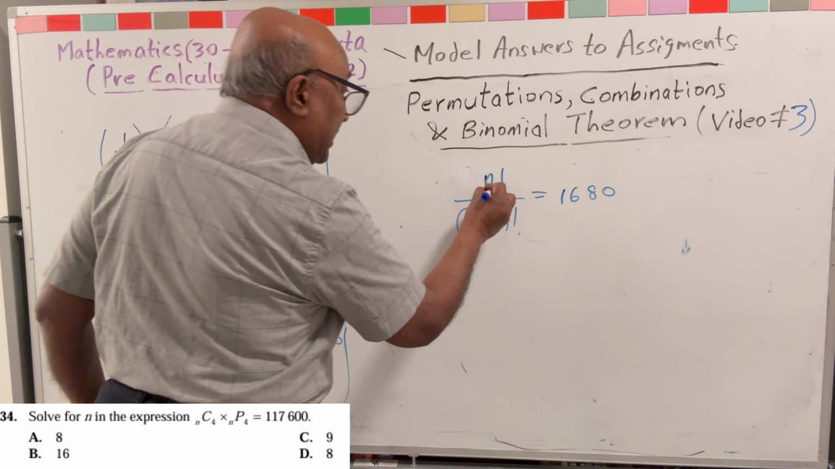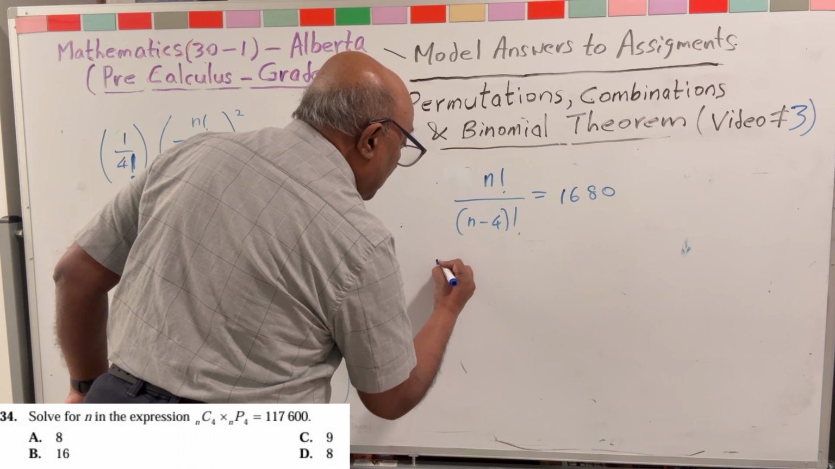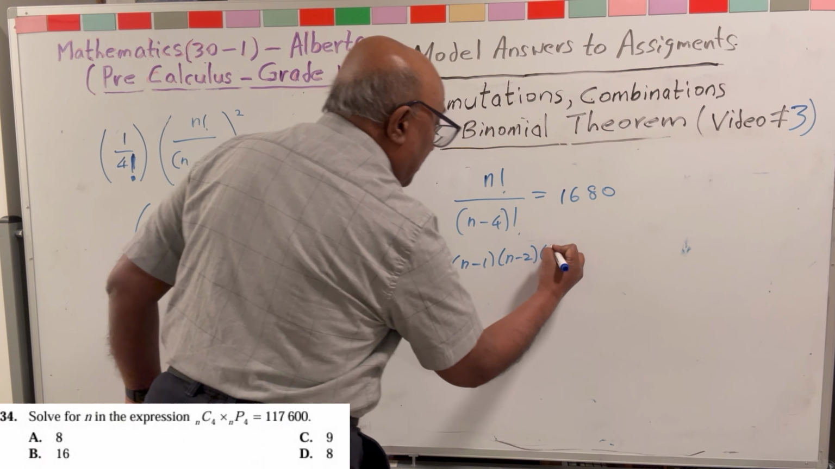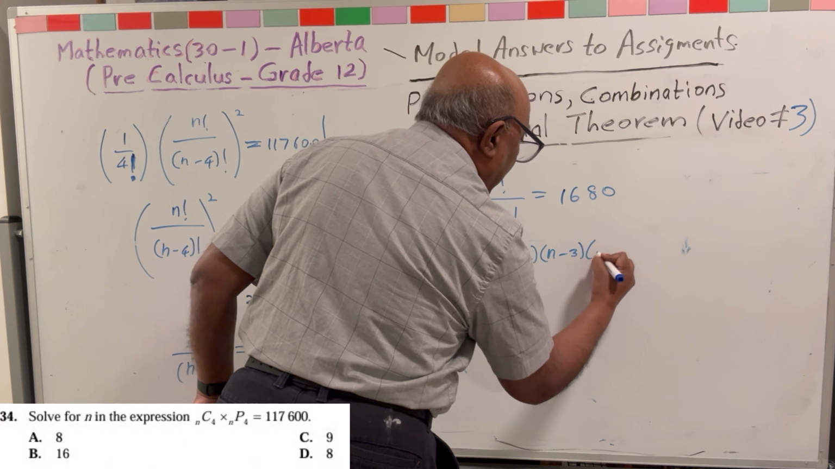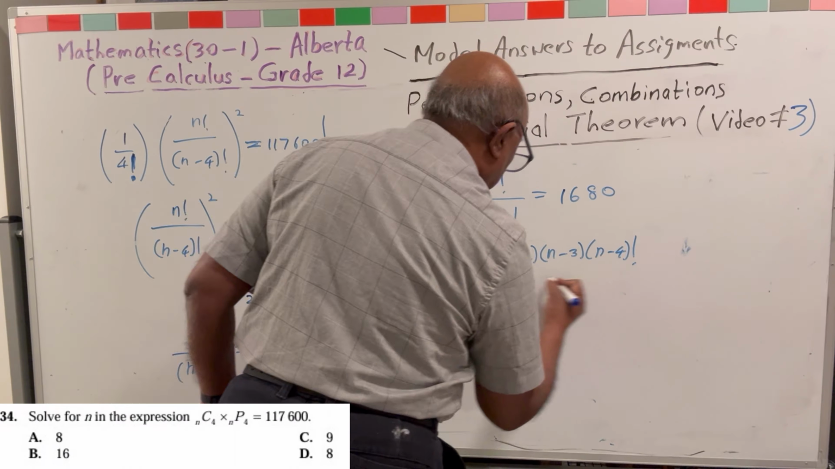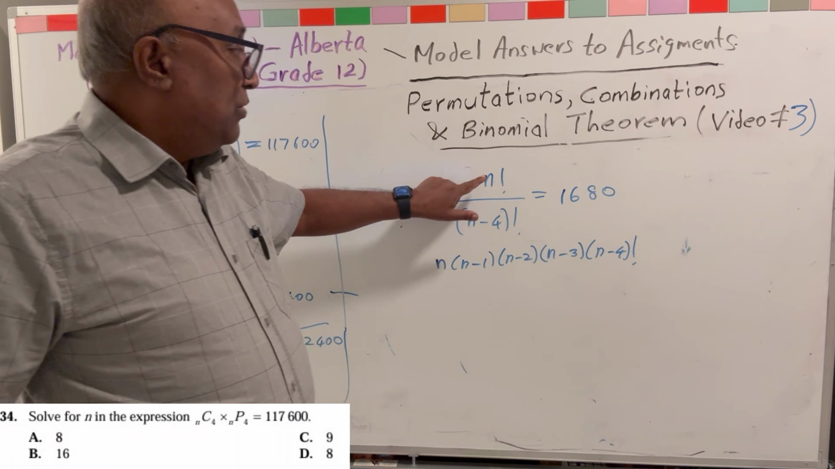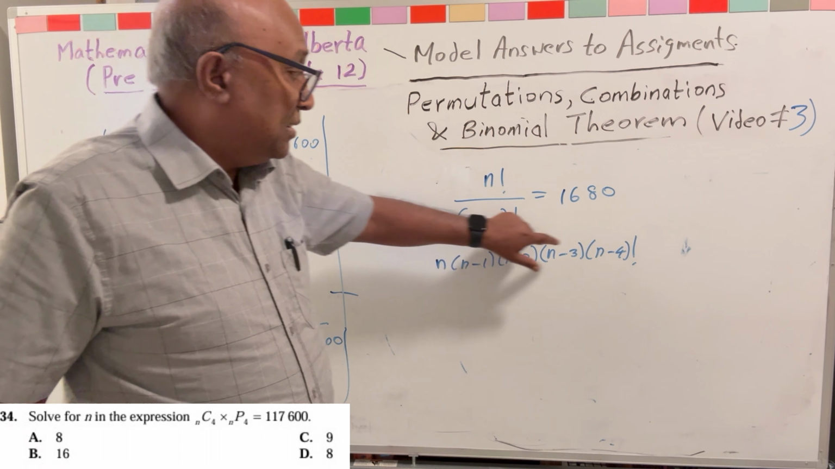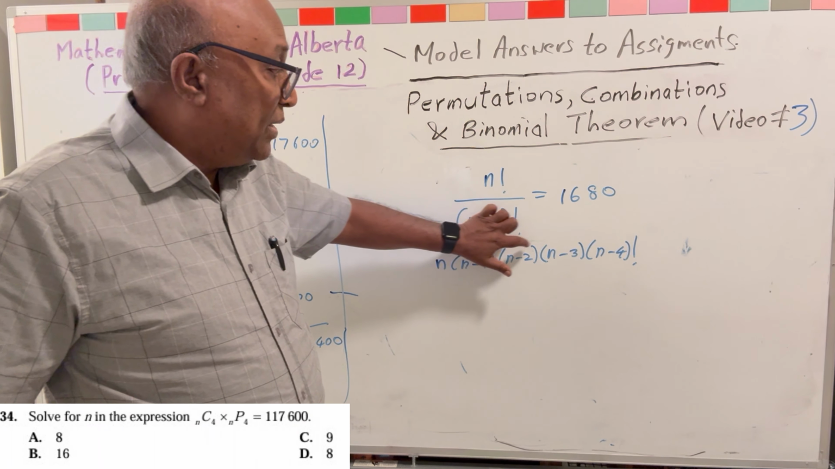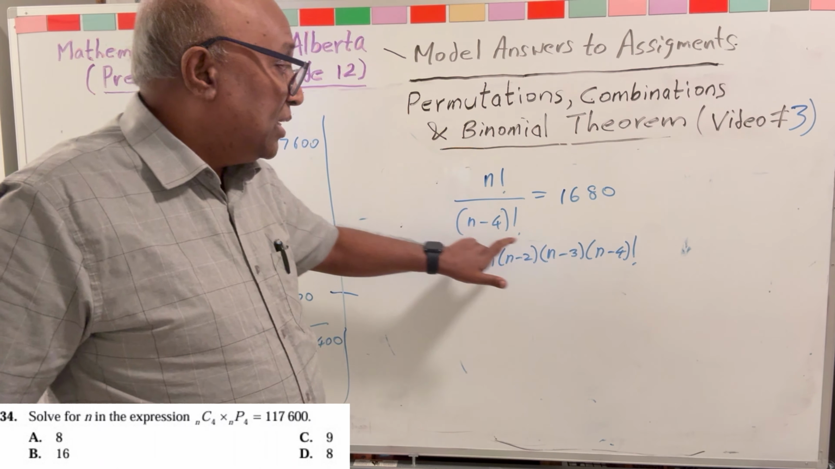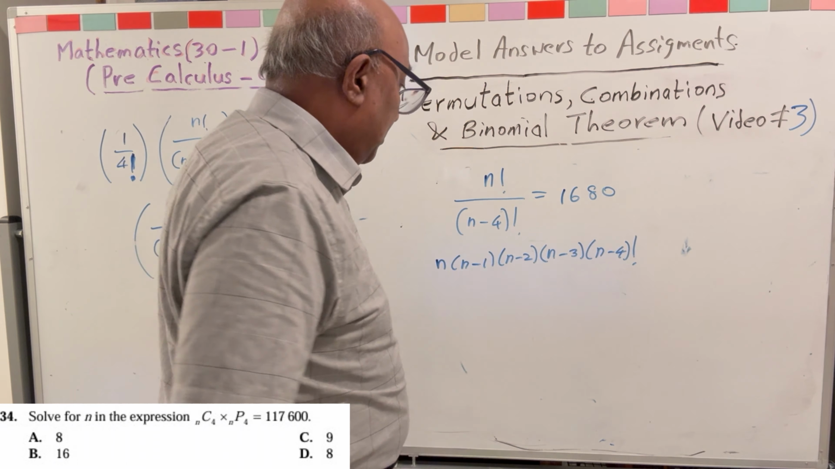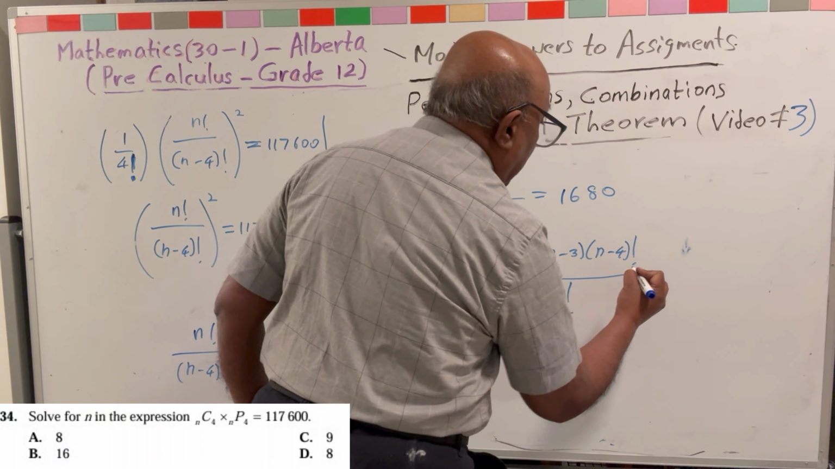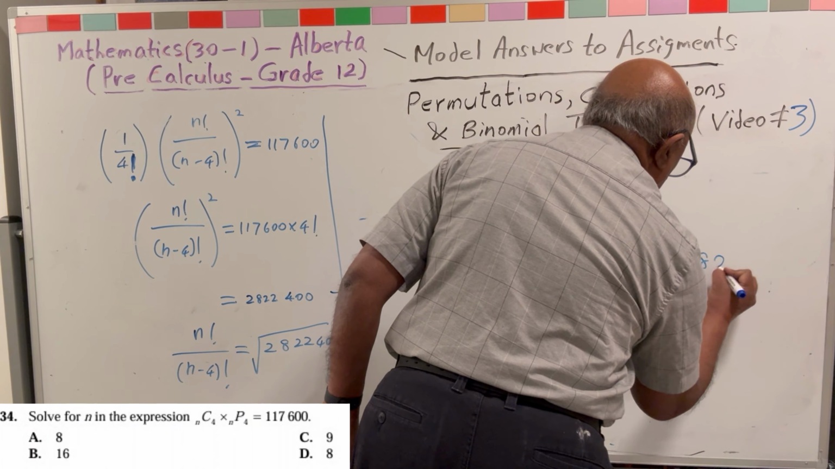Now let's simplify this. n minus 1, n minus 2, n minus 3, after that n minus 4 factorial. Because we have to expand this like this. Starting from n, subtracting 1, just write the multiplication: n minus 1, n minus 2, n minus 3. Once you reach the number equivalent to the bottom, then you can proceed with the factorial sign. Divided by n minus 4 factorial is equal to 1680.